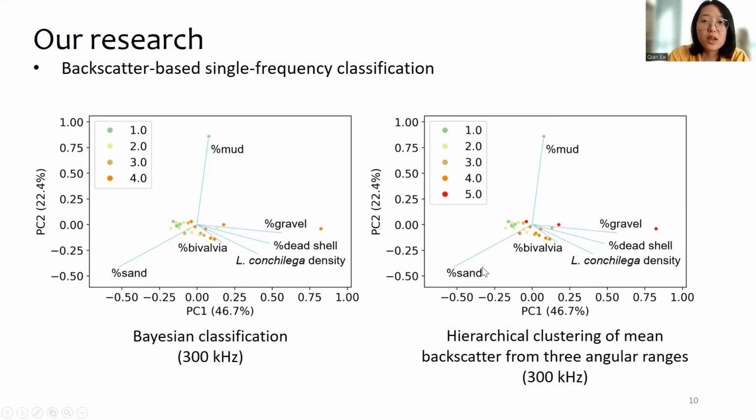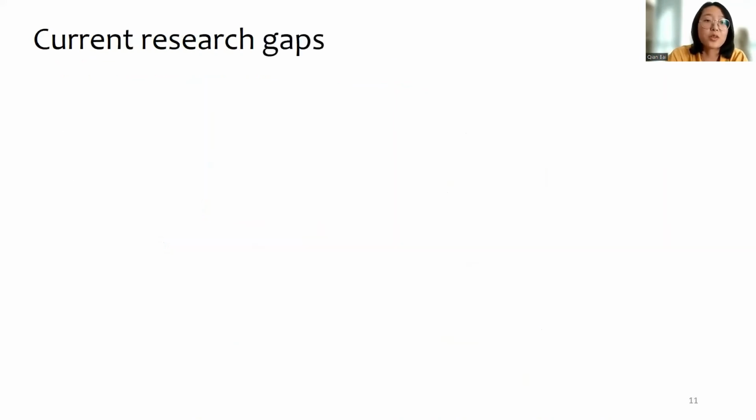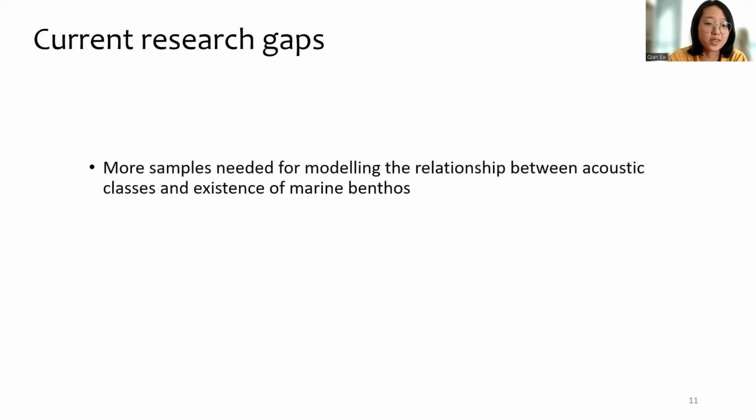analysis results, but there's still a long way to go to really do predictive modeling to predict the distribution of marine benthos on the seabed. The first reason is we have fewer samples. For now, we have only 26 box sampling locations. And because box sampling is quite expensive, maybe in the future we can also consider something like video transects.